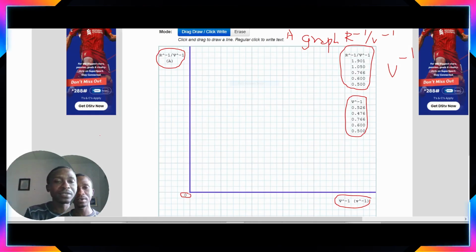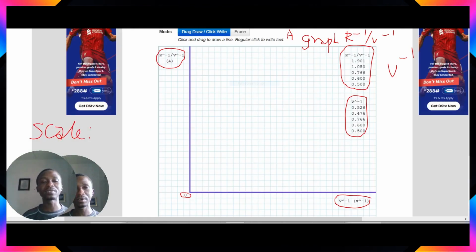Then after your title, the next thing is you have to write your scale. And the rule for scale is that the scale you choose must cover at least 2/3 of your entire graph sheet. So if here is my entire graph sheet, I'm going to make sure the scale I choose covers that. How do you do that? You just test the range of your values. Take for instance, the maximum value that I have is 1.9, while the minimum value is 0.5. So I can just use 2 centimeter to represent 0.5 units, which will be ampere on the vertical axis.